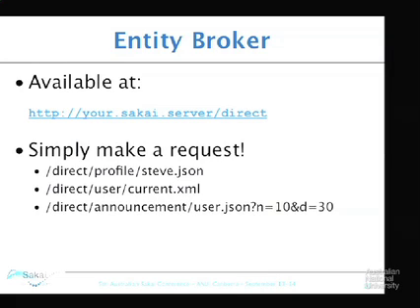So if I want to get my profile, I go to /direct/profile/Steve, and then I want it in JSON format, so I say .json, and I get my profile in JSON format. Likewise for getting the current user, and then for getting announcements. So you can still stick things into the query string, things like the number of announcements you want. This particular one, the N means the number of announcements, and the D means how many days to go back in time. So if you want to get historical announcements, you can get up to 30 days worth of them, or as many as you want.